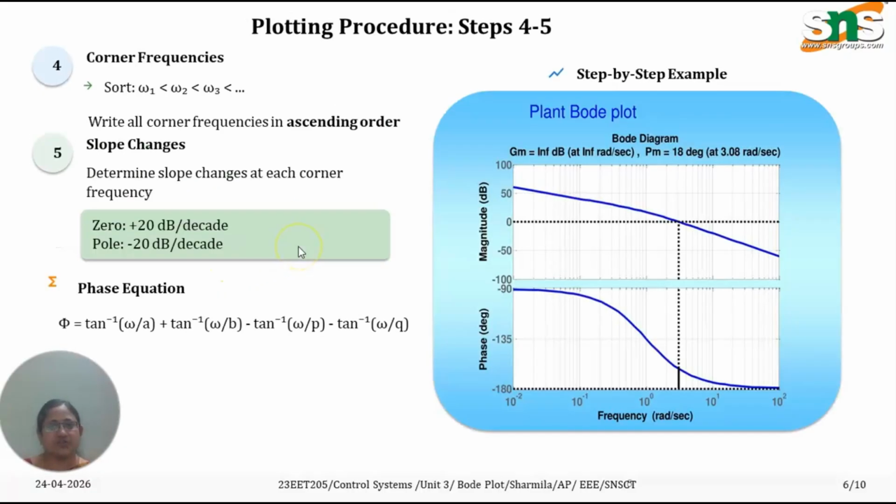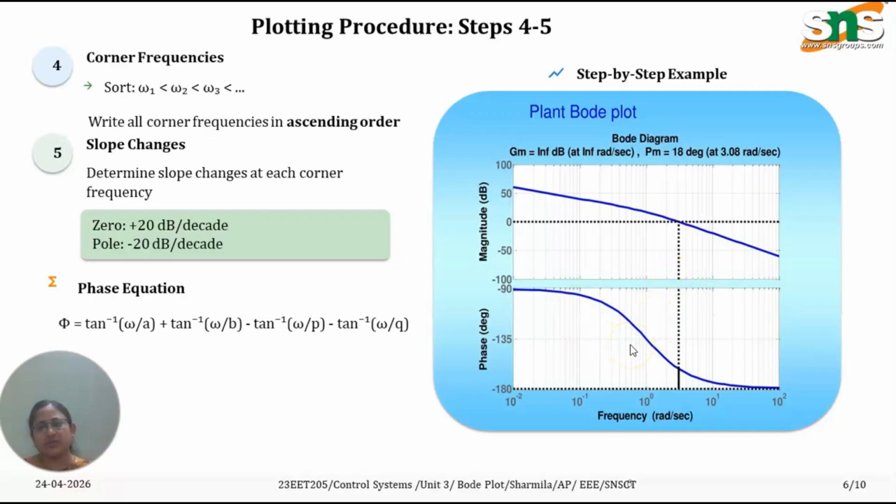Next, the plotting procedure for steps 4 to 5. The fourth one is to find the corner frequencies. At each corner frequency, a zero increases the slope by plus 20 dB per decade and a pole decreases the slope by minus 20 dB per decade. For the phase plot, we use the relation φ = tan⁻¹(ω/a) + tan⁻¹(ω/b) − tan⁻¹(ω/p) − tan⁻¹(ω/q). So this helps us sketch the phase response.